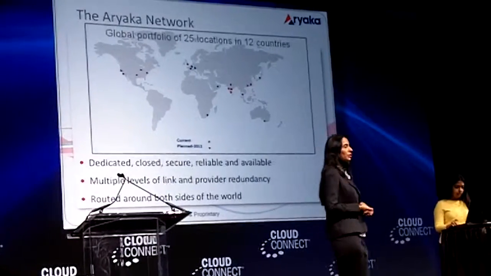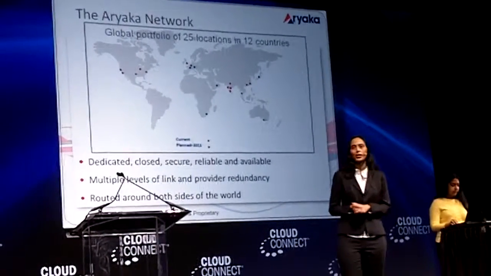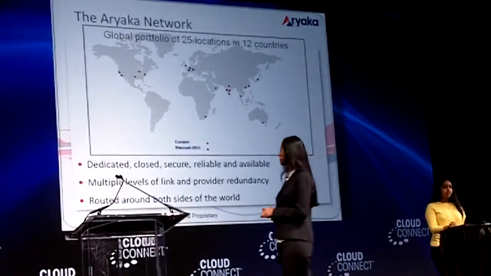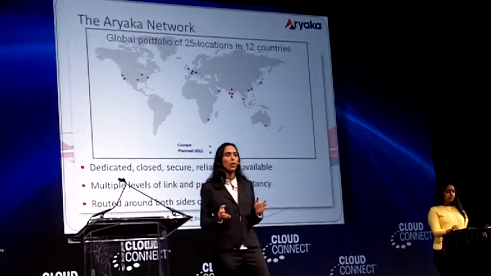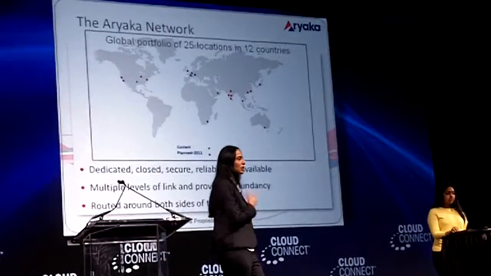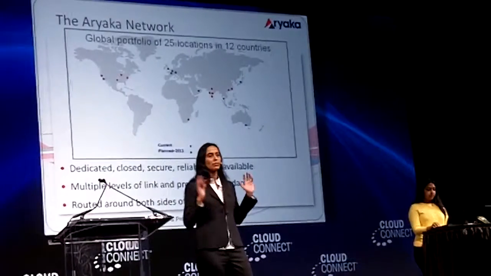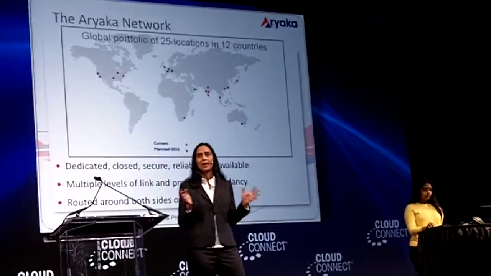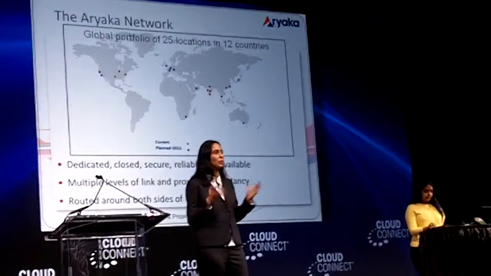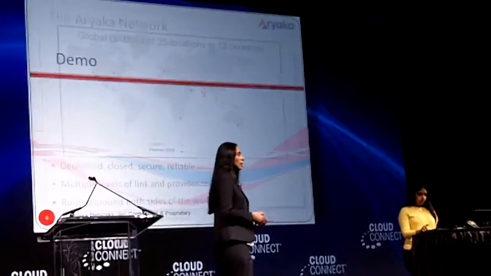Quick look at the Ariaka global network. So we are around 25 points of presence around the world, as you can see. We have multiple levels of link and provider redundancy on this network. And it's routed around both sides of the world, so you can never have issues with your provider, and Ariaka will still be up and running for you.